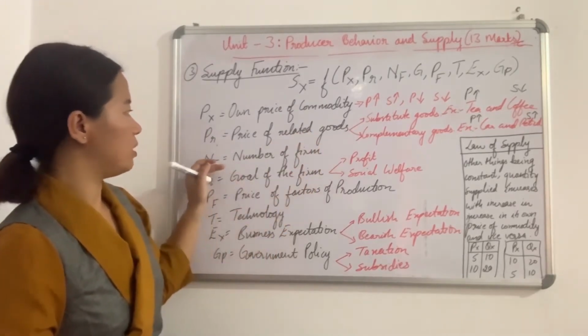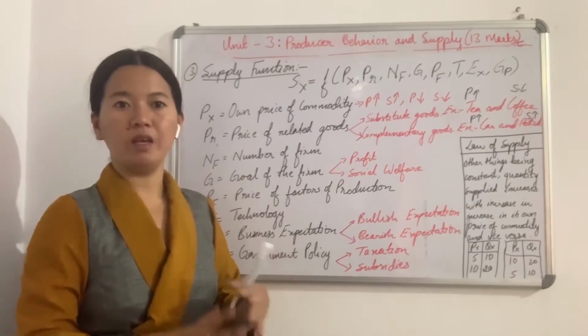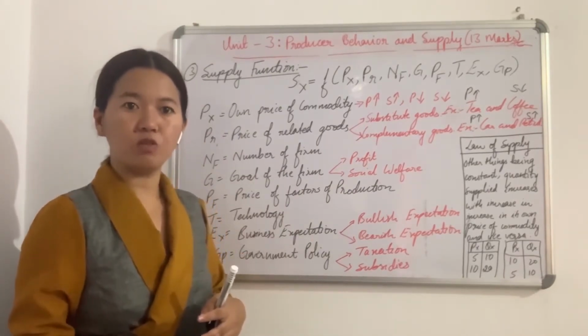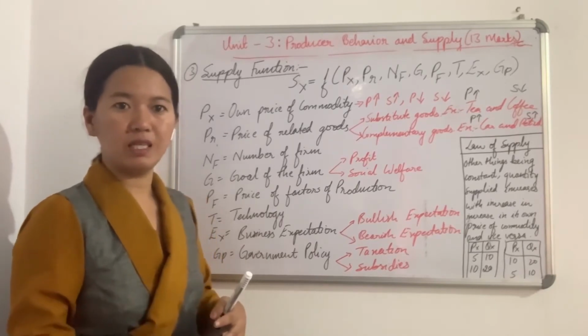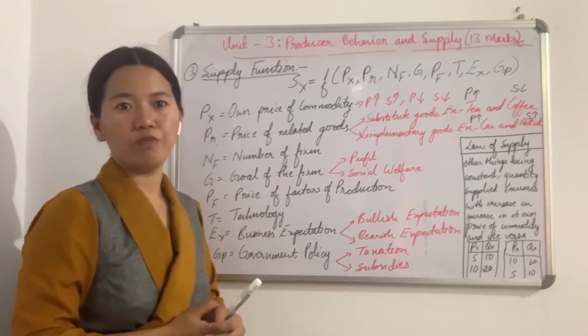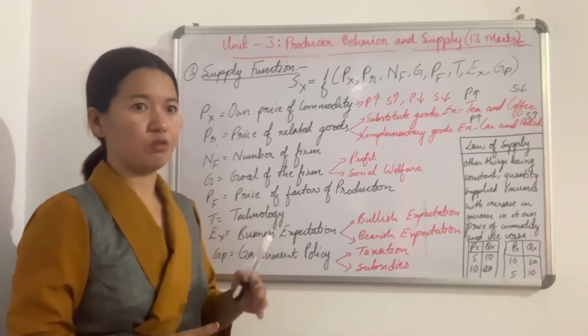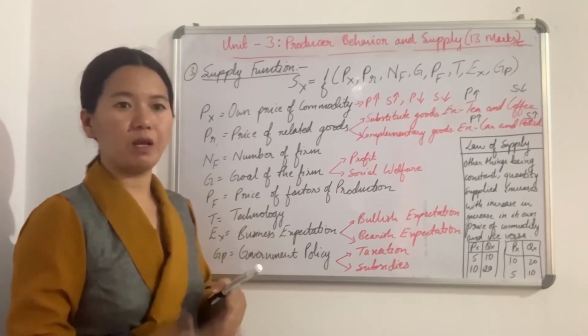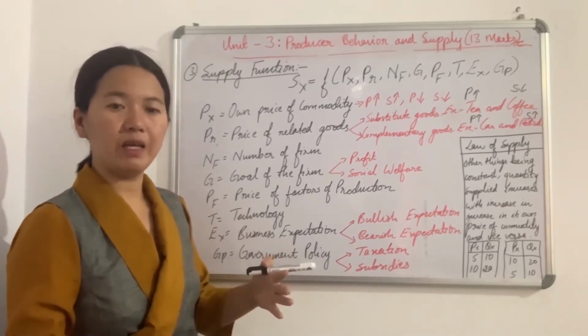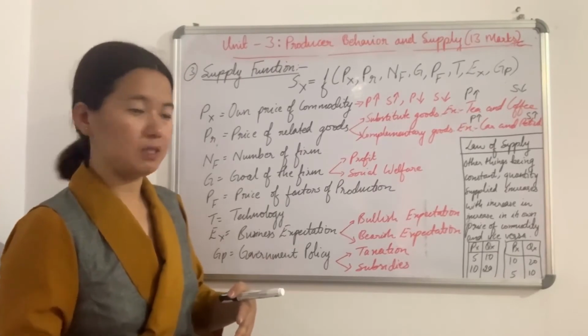Now the next determinant is number of firm. In an economy, if there are more number of firm, then definitely the total production of that commodity would increase. And if there are less number of firm, then the total production of that commodity would fall. So there is a direct relationship between the supply of a commodity and the number of firm. Higher the number of firm, higher the supply, and lower the number of firm, lower the supply.